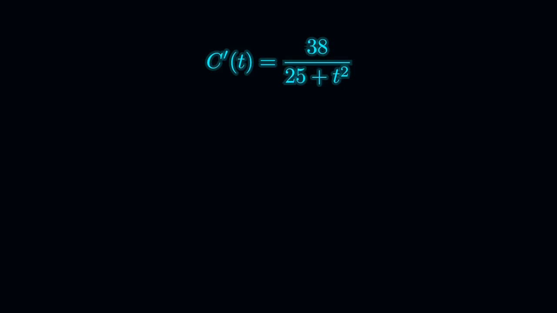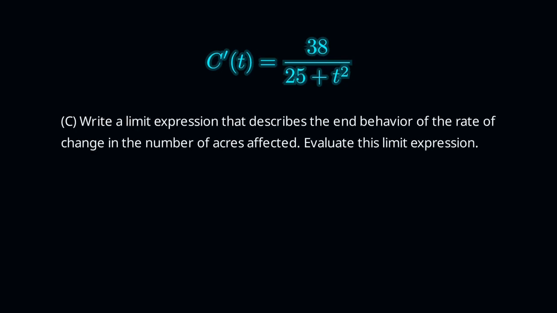For part C, we want to check the end behavior. So, write and evaluate a limit describing the end behavior of the rate of change. The end behavior as t increases means we take the limit as t approaches infinity. So the setup is as follows.